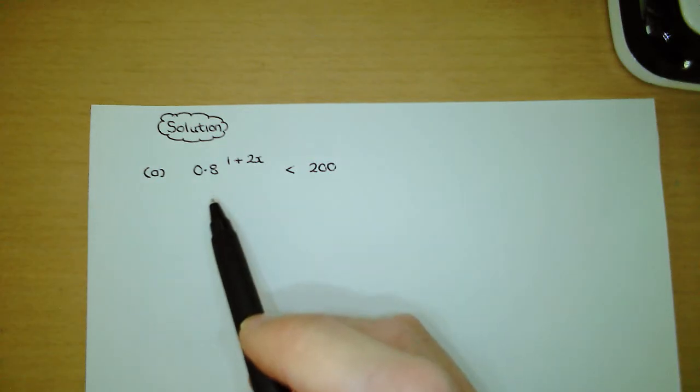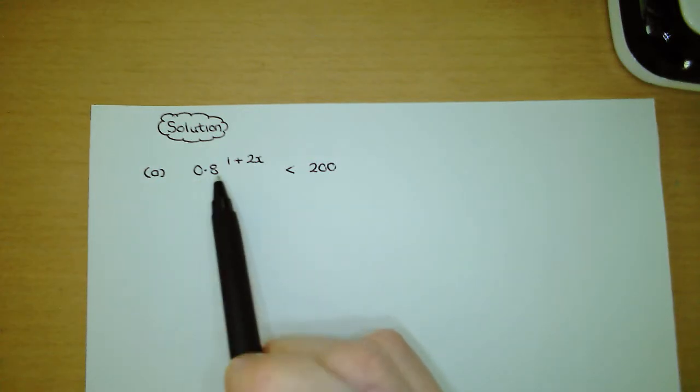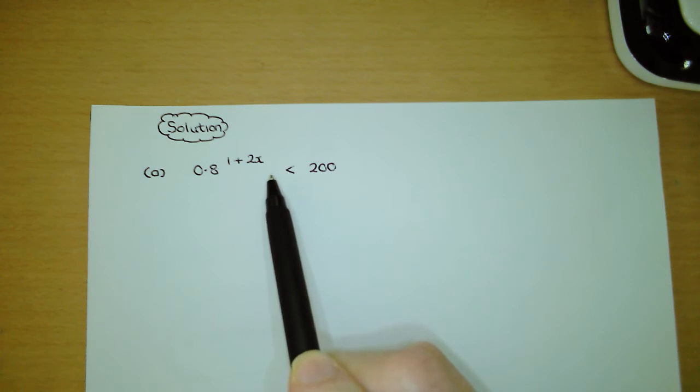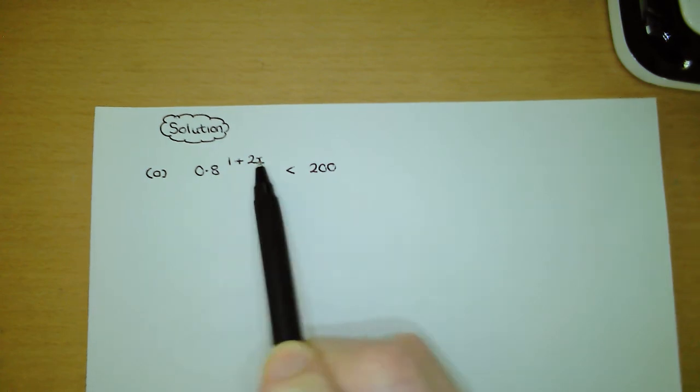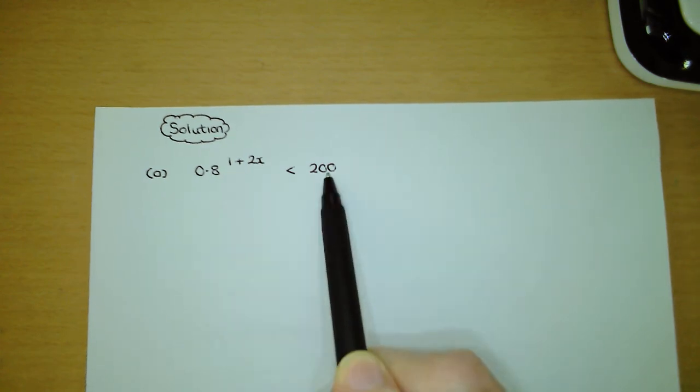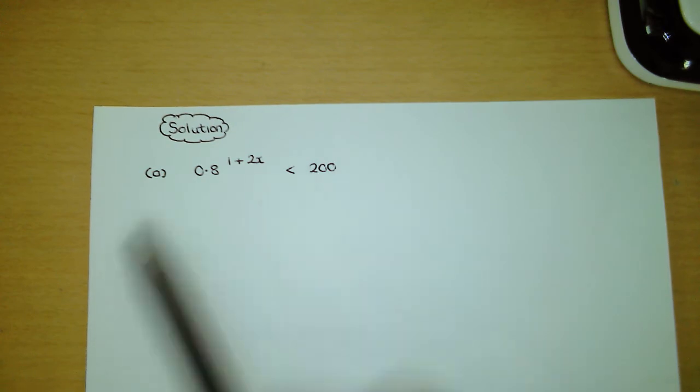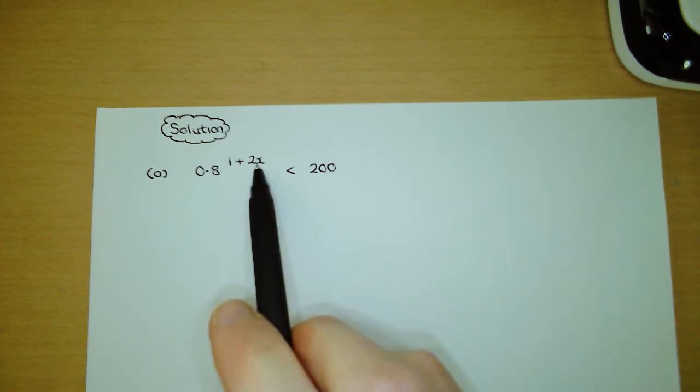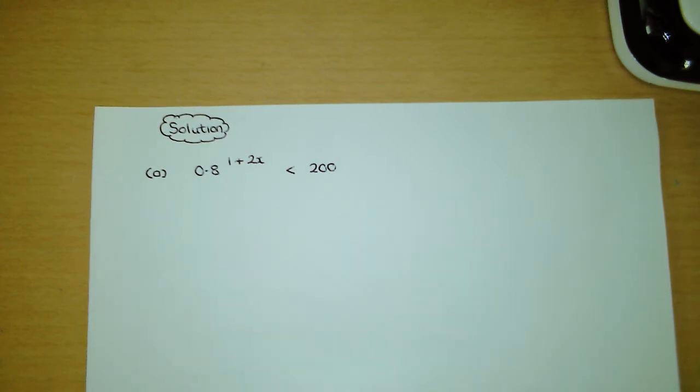Okay, part A of our example. We're going to solve the index inequality 0.8 to the power of 1 plus 2x is less than 200. So it's clearly an index inequality. Unknown is the power, and we've got an inequality sign.